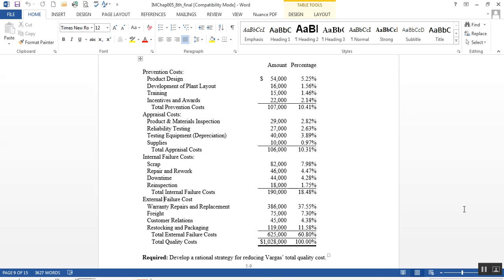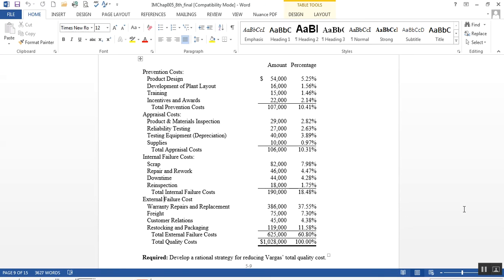And then finally, we have external failure costs. These are the costs after the product's been made and after it's been sent to the client. Examples are warranty, repairs and replacement, freight, customer relations, and restocking and packaging returned items.